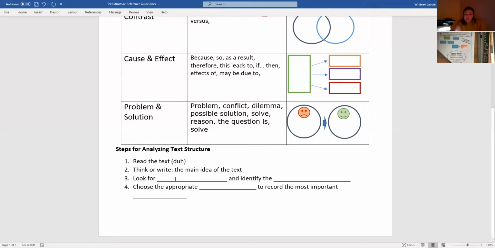Okay, step 3 would be look for those signal words and clues. Again, this can be simultaneous, which means at the same time as while you're reading. You're going to identify the text structure.